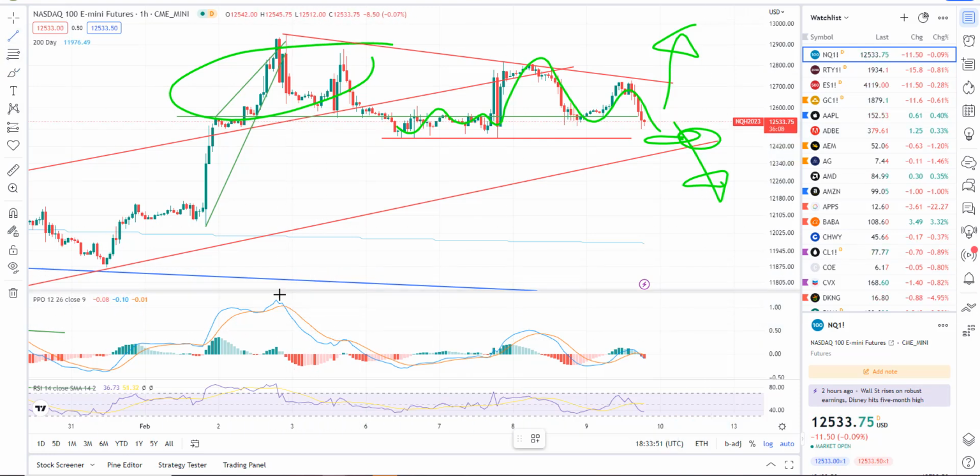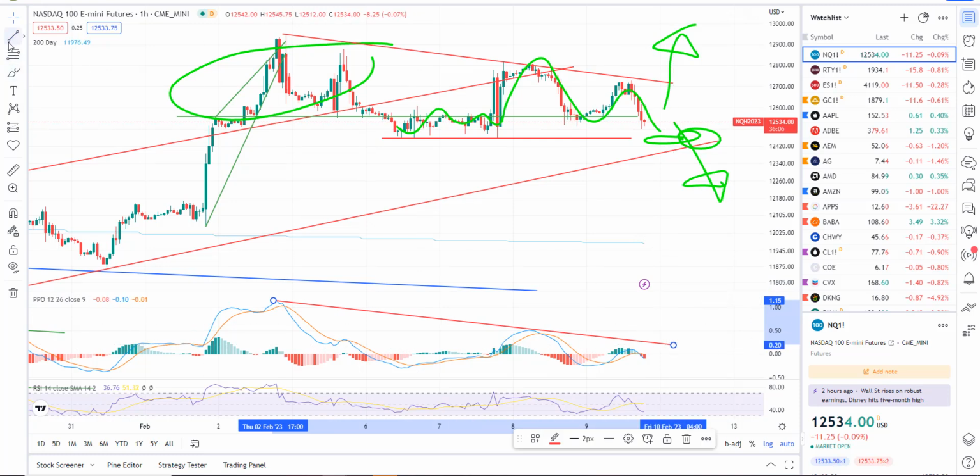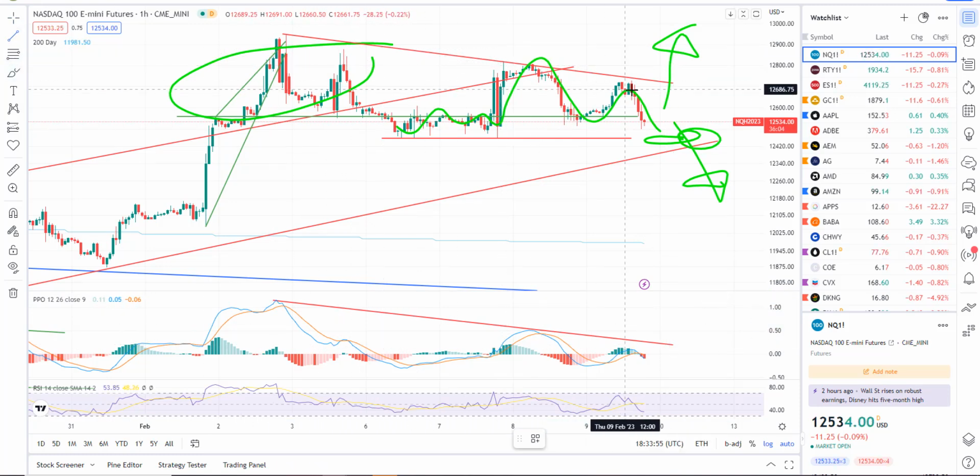You can see momentum has been trending lower, but recently so has price. We've been making lower lows. So there's no divergence, just trending lower momentum and trending lower price. We need to see definitively which way this one breaks.